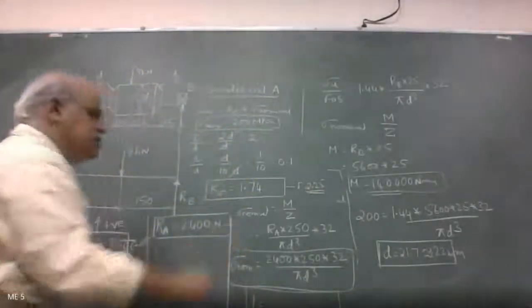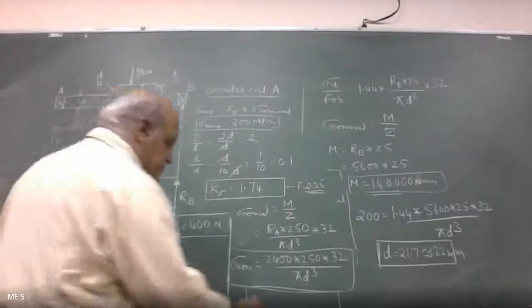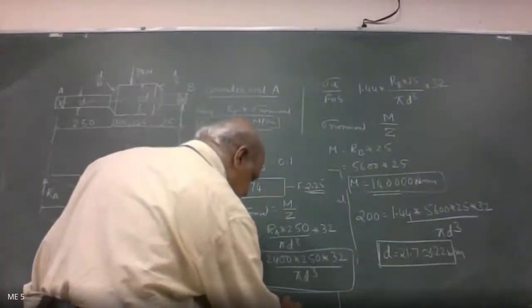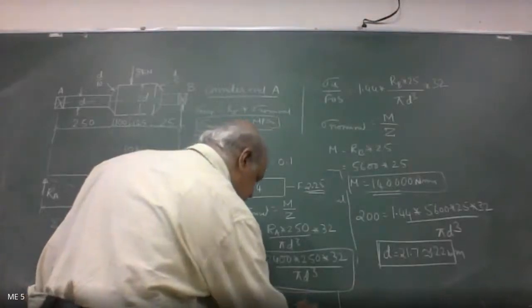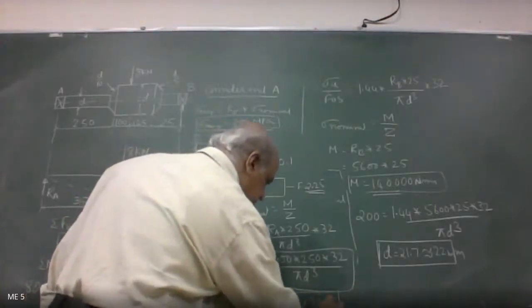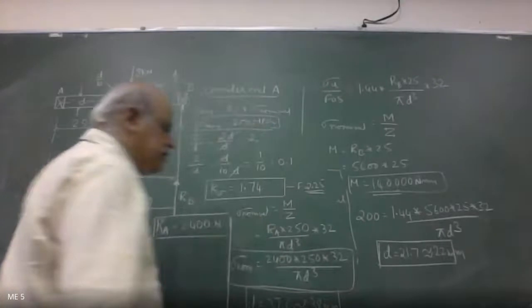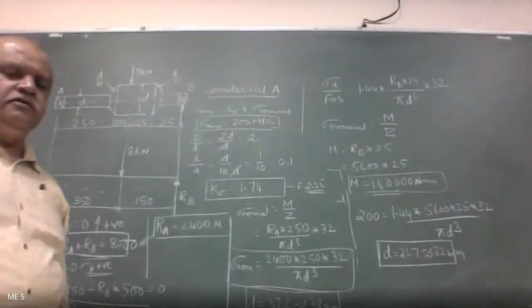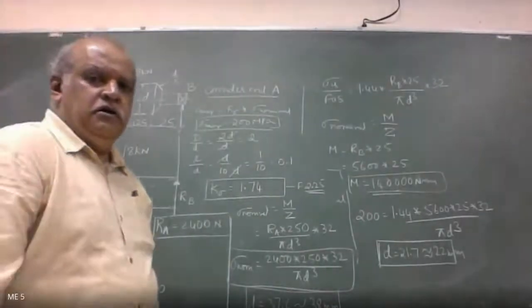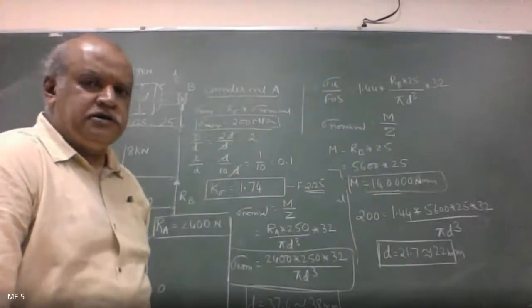What is the diameter? 37.6. 37.6, that's exactly correct. 37.6, that is 38 mm. Others, please follow. Sanjay Gowda, are you able to understand?